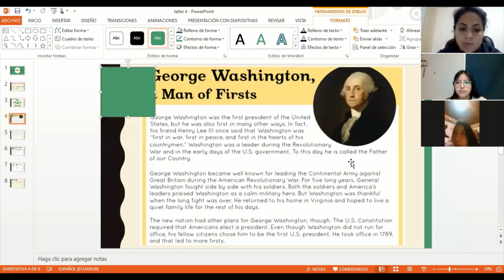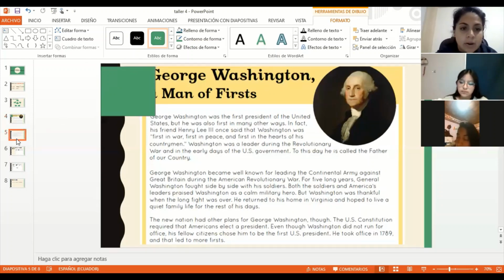The new nation had another plan for George Washington, though. The United States Constitution required the Americans elect a president. Even though Washington did not run for office, his fellow citizens chose him to be the first United States president. He took office in 1789 and had led to more firsts. Excellent job. Let's go to the next paragraph.